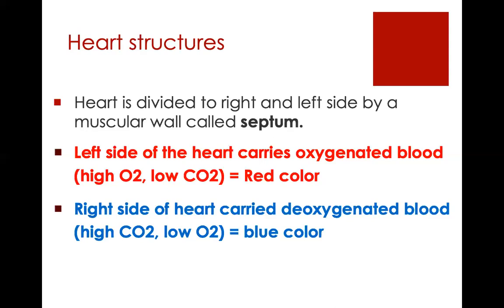The right side of the heart is always going to carry deoxygenated blood, so your right side is always depicted in blue. And the left side of the heart is always going to carry oxygenated blood and therefore has the red color associated with it. So when you color code your heart, always recall that red is associated with oxygenated blood on the left-hand side, and blue is deoxygenated blood, associated with the right side. The separation between these two colors is a muscular layer called the septum.